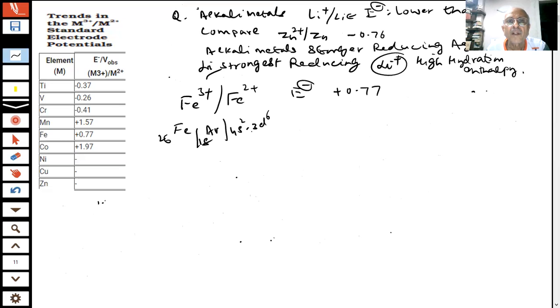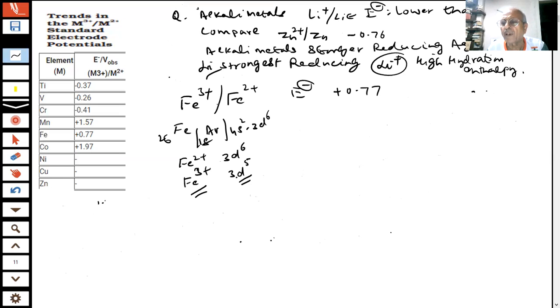If I have Fe2 plus, it will be 3d6. Fe3 plus is 3d5. This is a stable half filled state. Therefore, iron prefers to stay in the 3 plus oxidation state. Iron is readily oxidized to Fe3 plus.